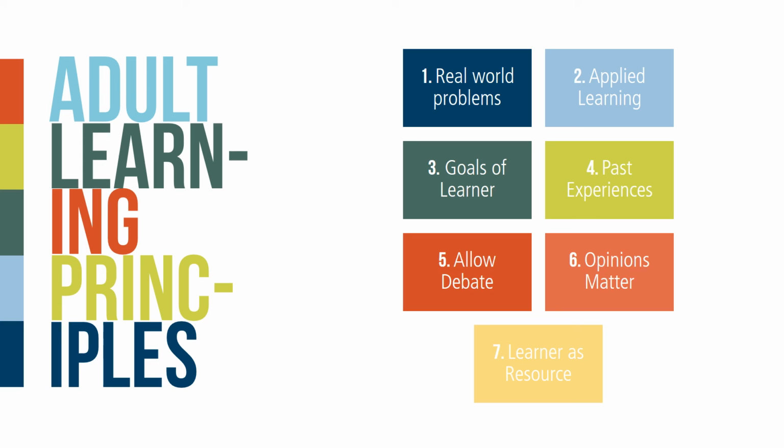The differences between children and adults as learners point to the need to follow specific principles when training adults. These include: 1. Focus on real-world problems. 2. Emphasize how learning can be applied. 3. Relate learning to the goals of the learner. 4. Relate the learning to past experiences of the learner. 5. Allow debate and challenge of ideas. 6. Listen to and respect the opinion of all learners. And finally, 7. Encourage learners to be a resource to you as the trainer and to one another as they learn.